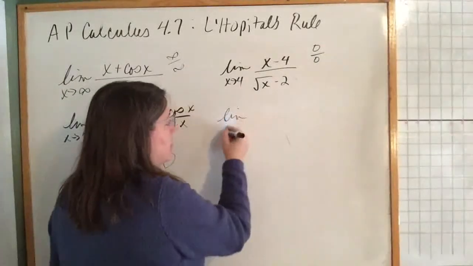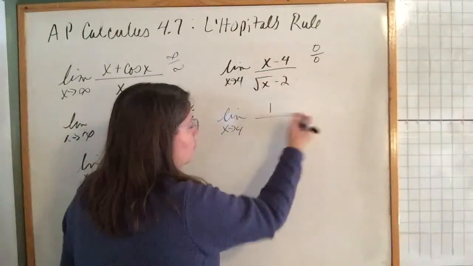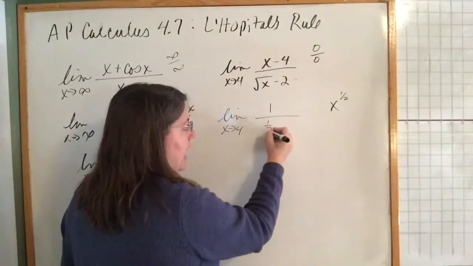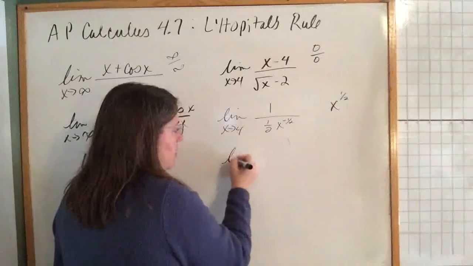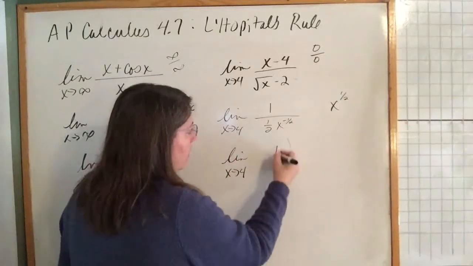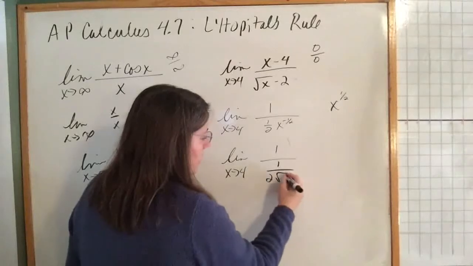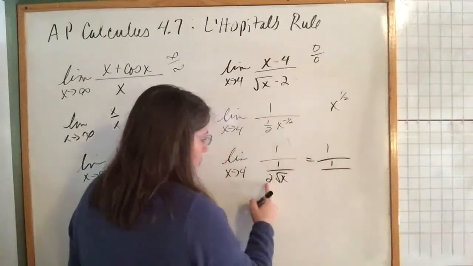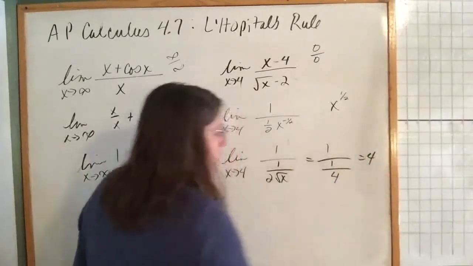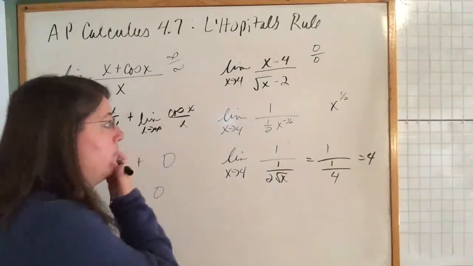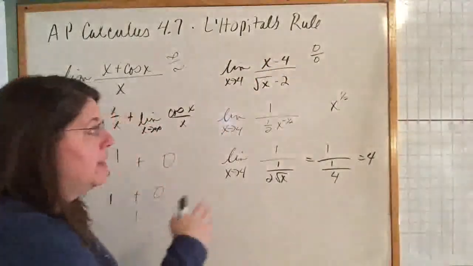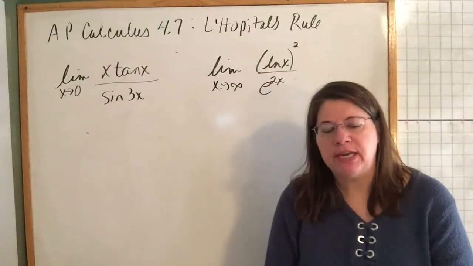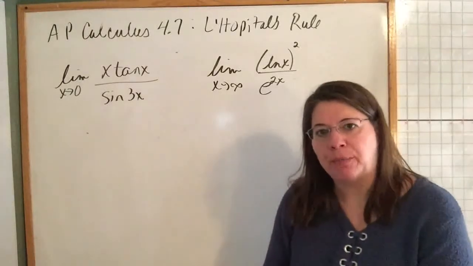So if I do that, the limit as x approaches 4, the derivative of the top is just 1. The derivative of the square root of x, that's x to the 1/2. So that would be 1/2 x to the negative 1/2. So the limit as x approaches 4 of 1 over 2 square root of x. Now if I plug 4 in, I end up with 1 over 2 times 2 is 4, which gives me a limit of 1/4. And I could have multiplied by the conjugate on the top and the bottom, but you see that algebra would be a lot more difficult than taking the derivative. Go ahead and pause the video, see if you can get these on your own, and then we'll come back and talk about them.